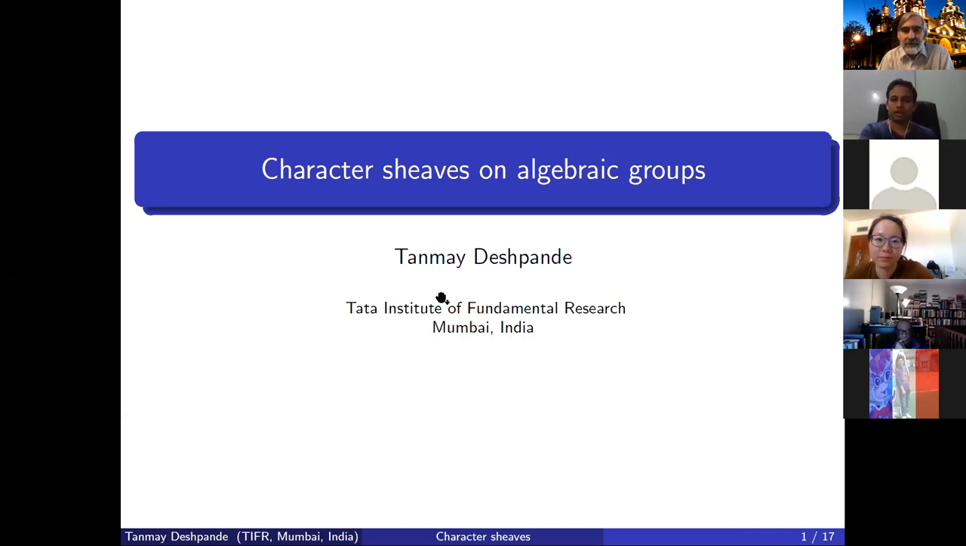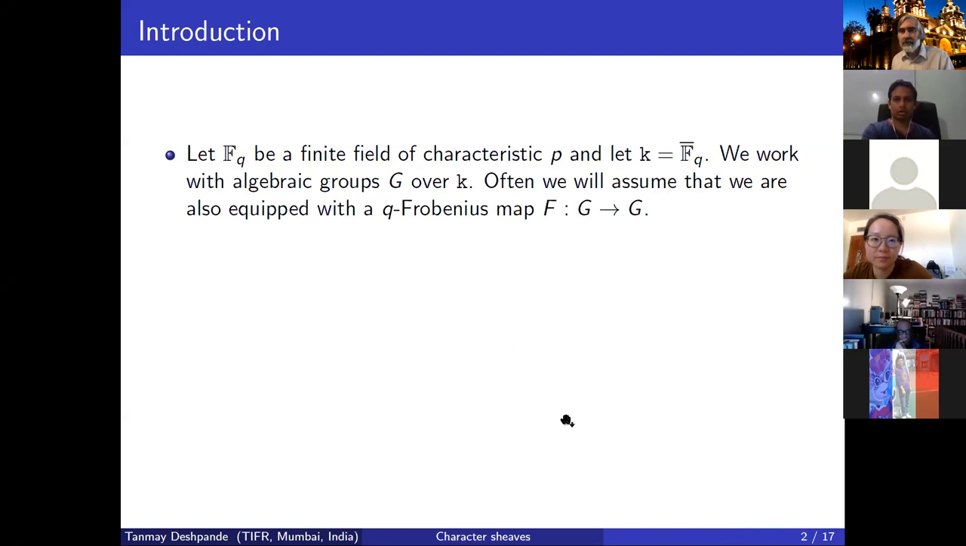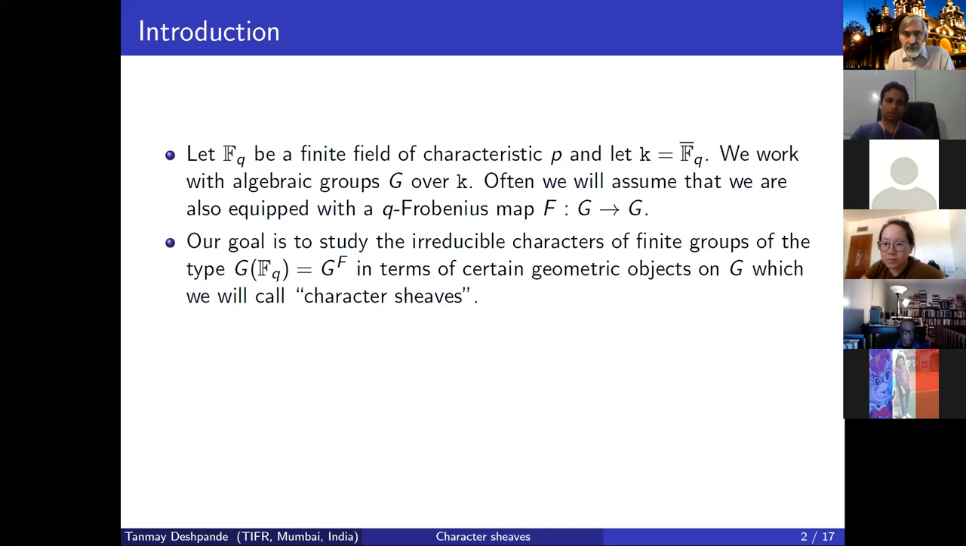So I'm going to talk about character sheaves on algebraic groups. We work over an algebraically closed field of characteristic p. So k is the algebraic closure of a finite field, let's say, and we work with algebraic groups over k. And often we will assume that we also have a Frobenius map, F from G to G, which gives it an F_q structure. And our goal is to study the irreducible characters of the finite groups of the form G^F in terms of certain geometric objects, which we call character sheaves.